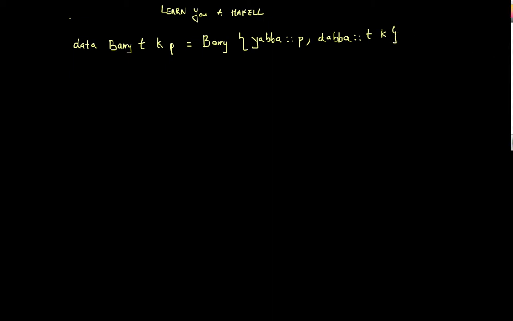Okay, so the question here is, what's the kind? Can I figure out the kind for T? Can I figure out the kind for K? And can I figure out the kind for P? What is it that I can at least infer from this new type that I've just created here? So this Barry over here is acting as my value constructor. And this Barry over here is acting as my type constructor. All right, so far so good.